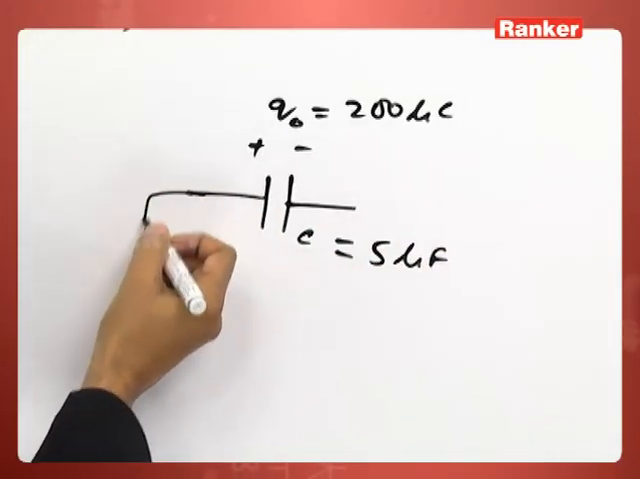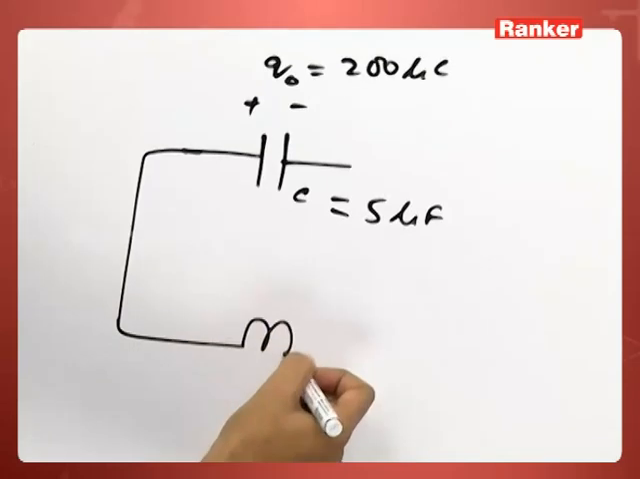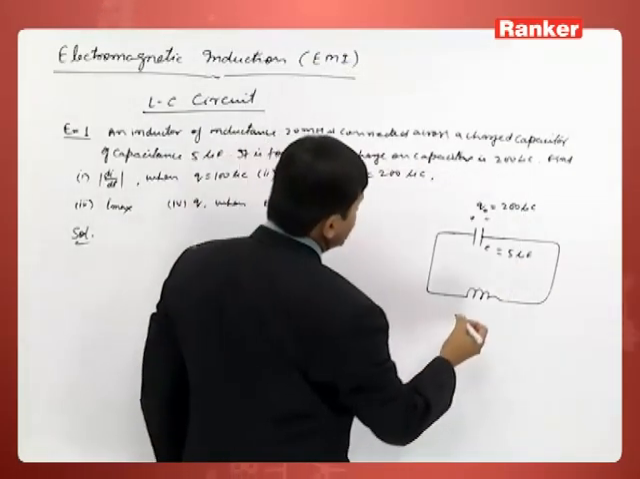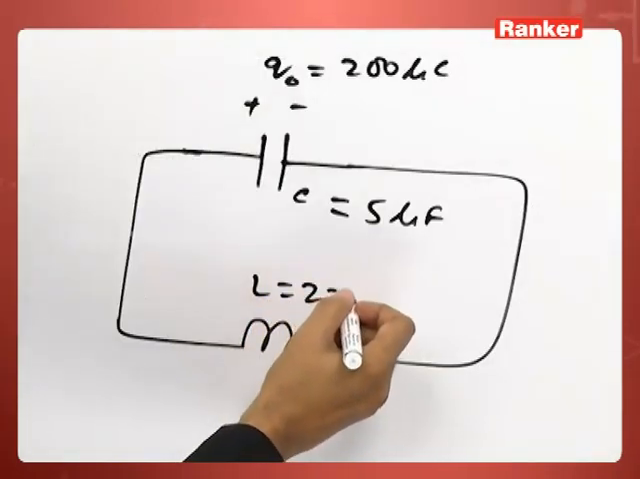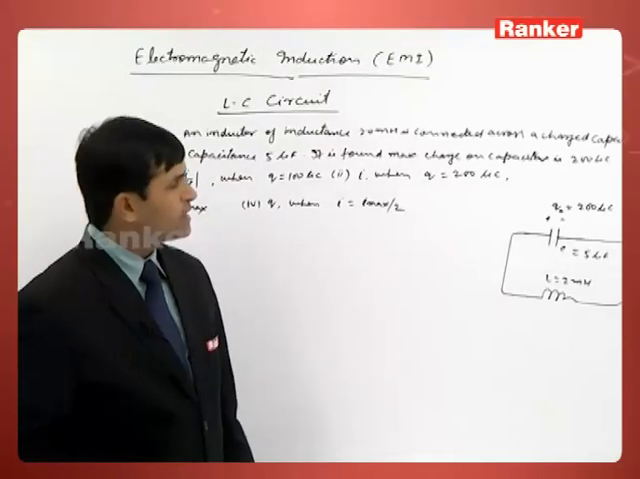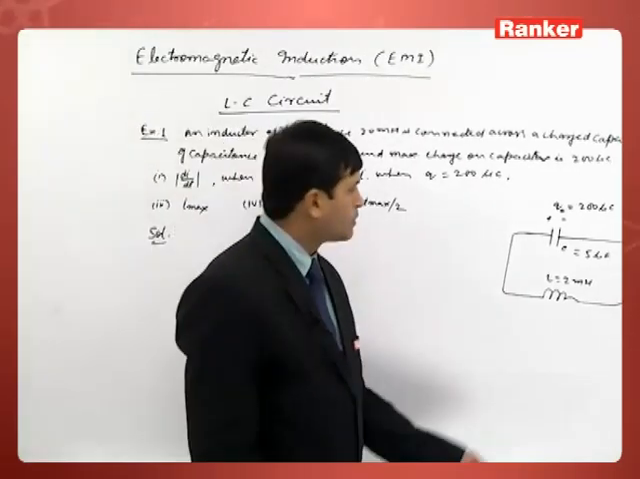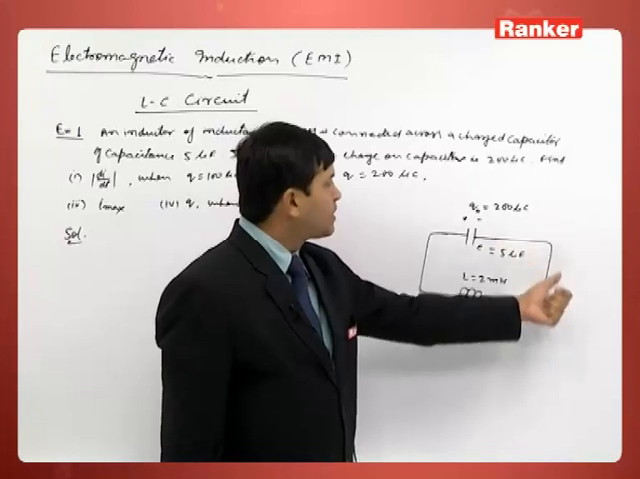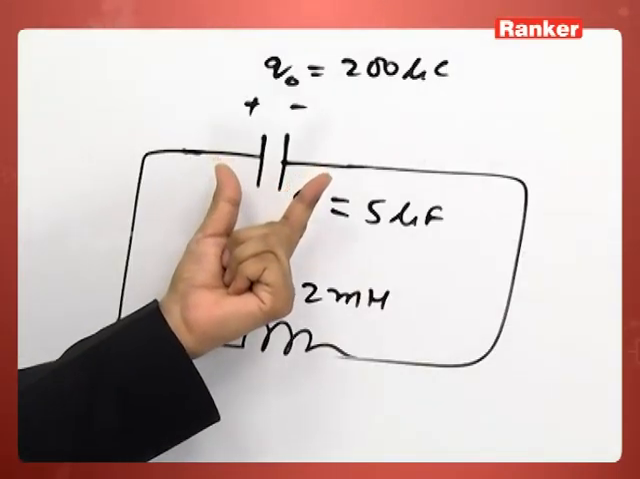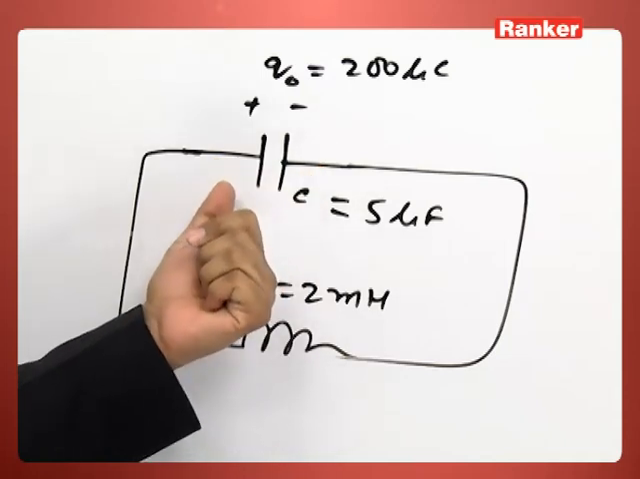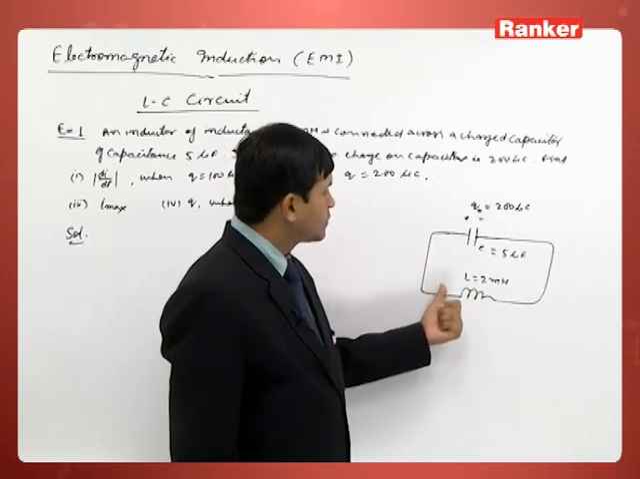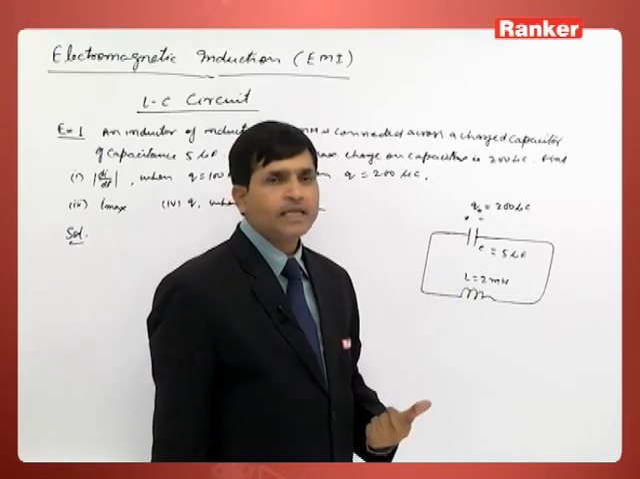Now this is connected to an inductor of self inductance 2 millihenry. So this is the initial situation given, the starting situation. Since these two plates are connected with a wire, they are at different potentials, so because of the potential difference, charge flows, so current will be established.